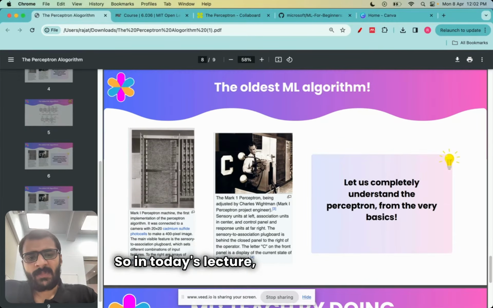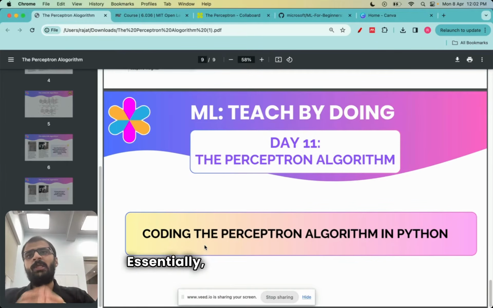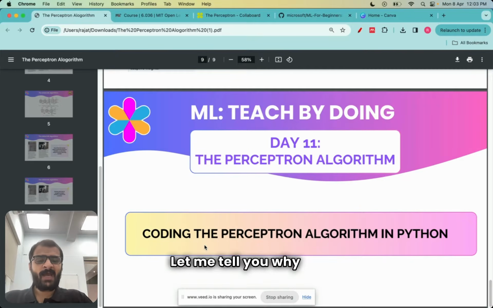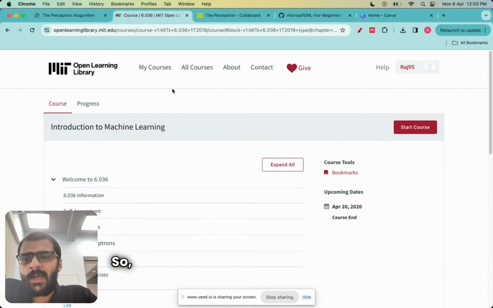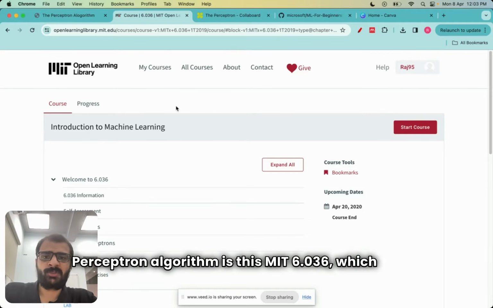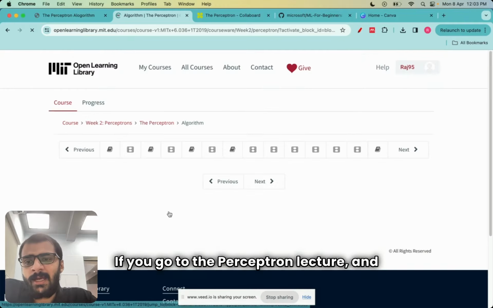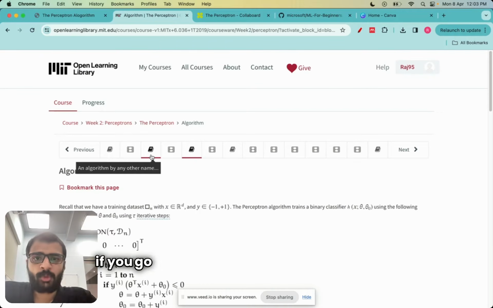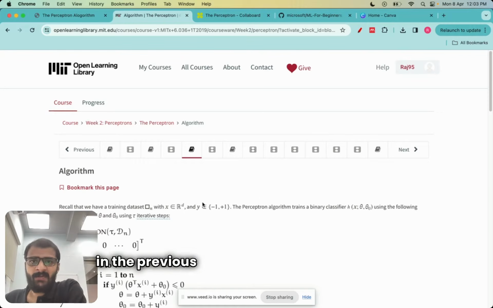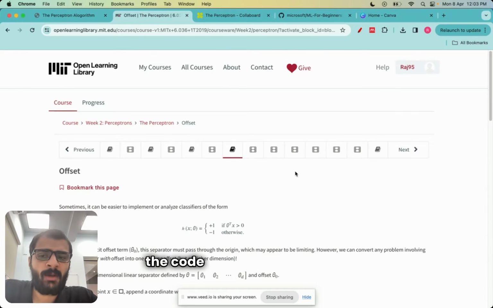So, in today's lecture, we will be looking at coding the perceptron algorithm in Python. Essentially, you will write the entire code for the perceptron in Python. Let me tell you why we are learning about this right now. As I mentioned, the reference for the perceptron algorithm is this MIT 6.036, Introduction to Machine Learning course. If you go to the perceptron lecture and go through their video lectures and their assignments, you will see that they explain the perceptron, which we covered in the previous lecture as well. But there is no demonstration of writing the code for this in Python.